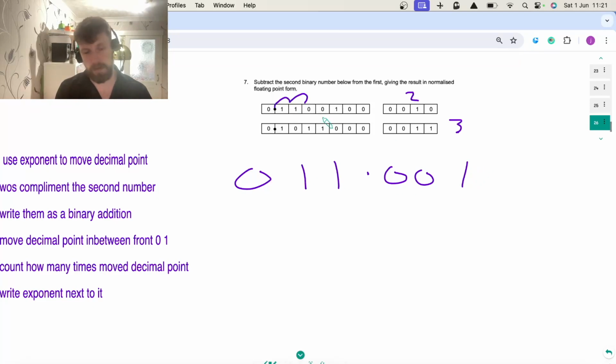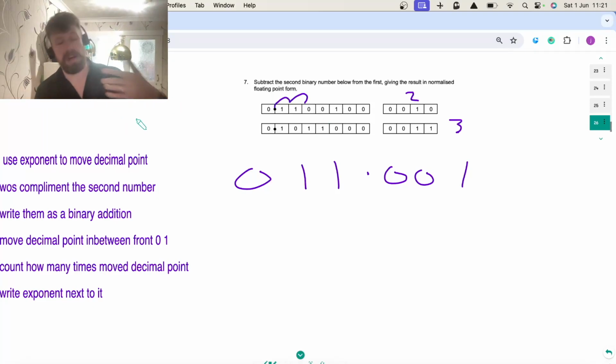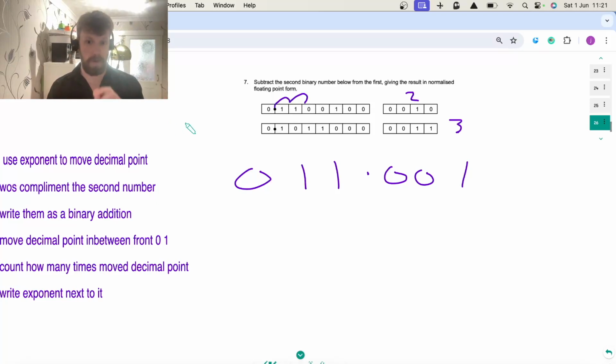So if we've done this right, we should get a negative number, which for a negative number needs to have 1 0 at the front, which is very important, because if you try and make it 0 1, that's going to signify to the computer or you that it's a positive number when actually the answer needs to be negative. So let's have a little look at this.